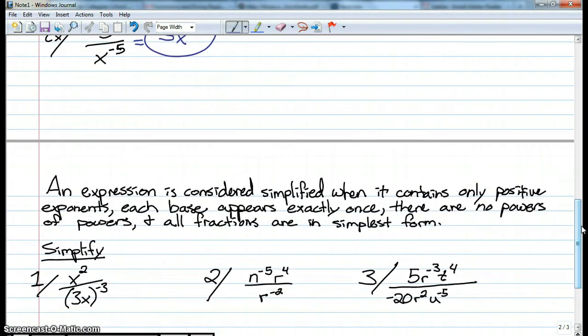All right, we're going to talk more about simplifying expressions. An expression is considered simplified or fully simplified when it contains only positive exponents. That's why we're just looking at changing negatives to positives. So only positive exponents. Each base appears exactly once, so you can't have like an x squared and another x to the 5th somewhere else. As long as you have the same base, it can only appear once. And there are no powers of powers, meaning we don't have an exponent that's raised to another exponent. And the final thing is that all fractions must be fully simplified. All fractions in simplest form.